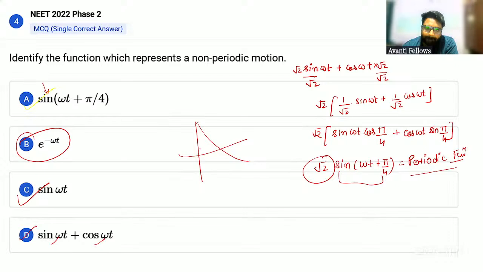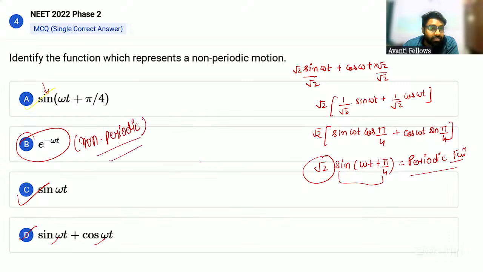Okay, on the opposite side, like this. At t equals 0, it will become e raised to the power 0, which is 1. And if it were e raised to the power omega t, it would go like this. Okay, but this is non periodic because it will not repeat its values. Okay, so option B is the correct one. We have to identify the function which represents the non periodic motion.